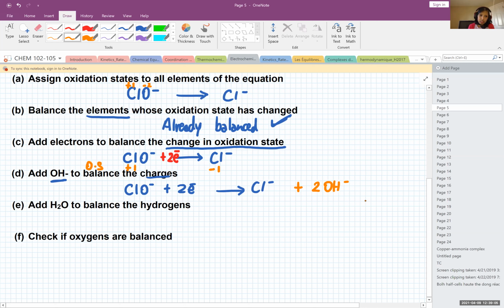Because I have introduced hydrogen now through hydroxide, I will have to add water molecules in order to balance the hydrogen.